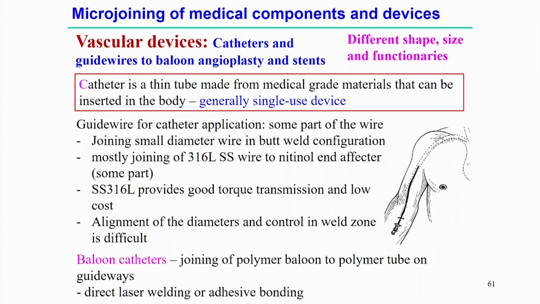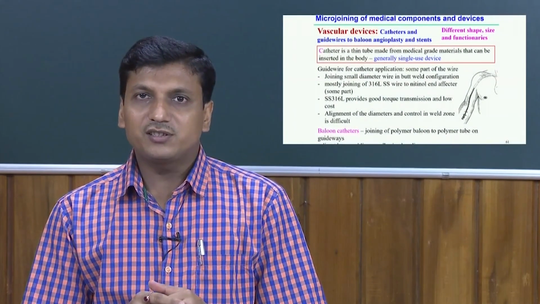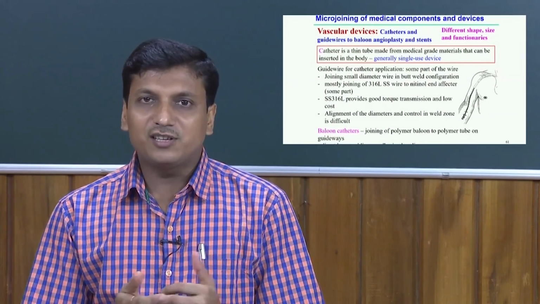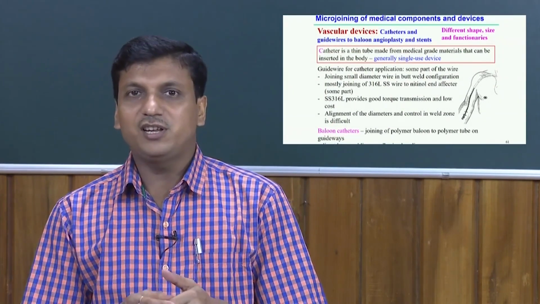So, mostly joining of the SS316L stainless steel wire to the nitinol end effector, or some part of the nitinol, is necessary. Of course, SS316L is used because it provides good transmission and low cost, but alignment of the diameter and control in the weld zone is really very difficult. So, in this case, laser welding can probably be a good solution.